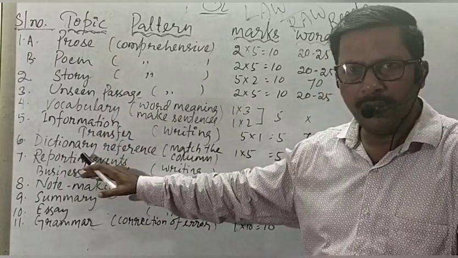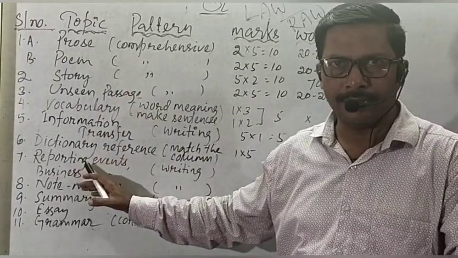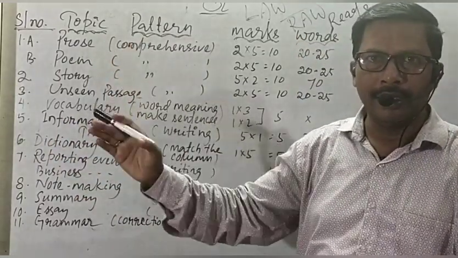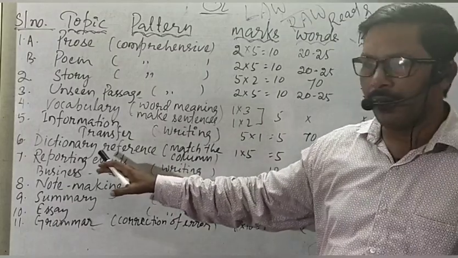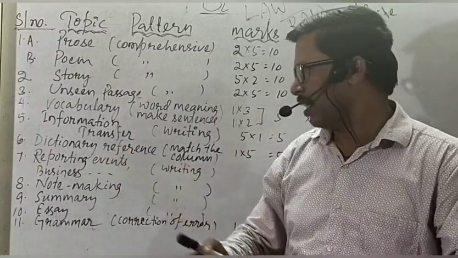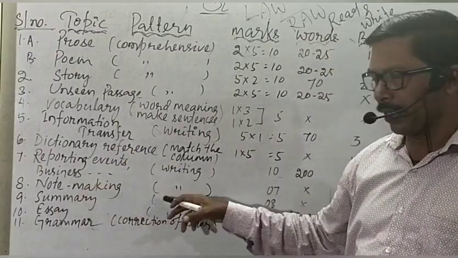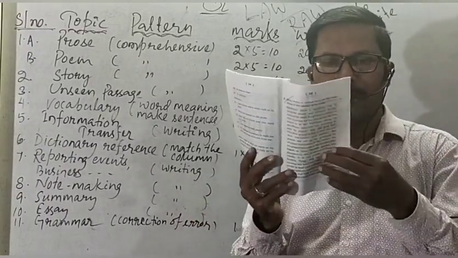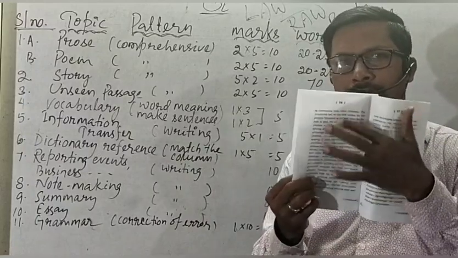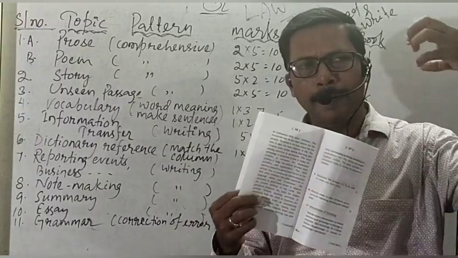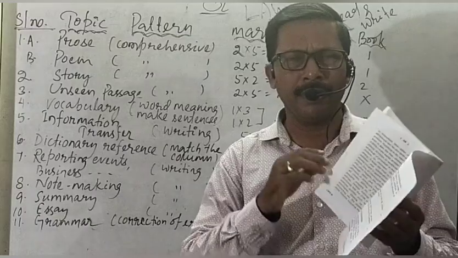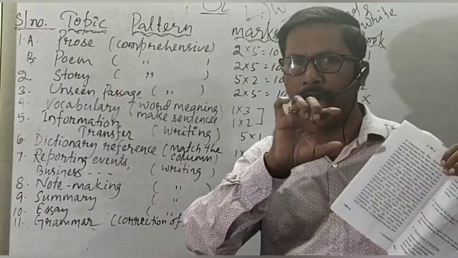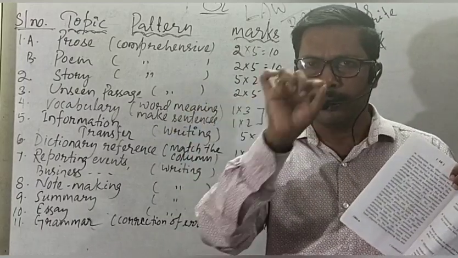So here your writing skill is tested. Up to question number 6 is only reading and understanding, and from 7 your writing skill is tested. Number 8, note making. Another passage is there, a long passage or small passage, whatever. And whatever important points are there, they are to be written in outline form, shortcut, point-wise.